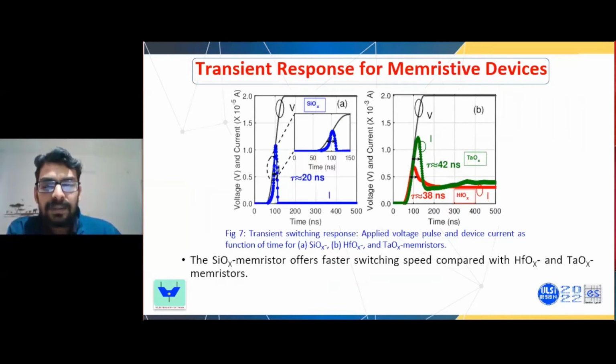We carried out the transient response of the memristor devices with a voltage pulse of 500 nanosecond duration for silicon oxide, hafnium oxide, and tantalum oxide. We found that silicon oxide shows a faster switching response compared to hafnium and tantalum oxide memristors. This is because of the higher temperature exhibited near the top electrode and memory layer interface.